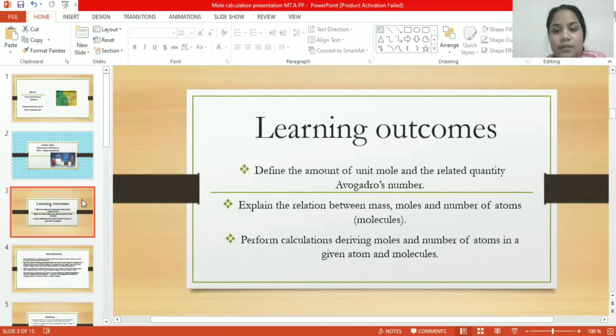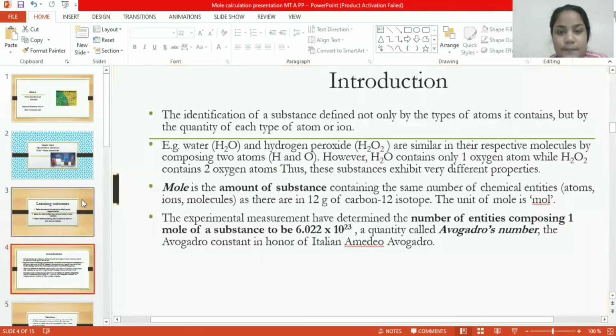There are 3 learning outcomes that we are supposed to achieve after this session. The first one is to define the amount of unit mole and the related quantity Avogadro number. Second is to explain the relations between mole, mass, and number of atoms or molecules. And the last learning outcome is to perform calculations deriving moles and number of atoms in given atoms and molecules. So these are the learning outcomes for this topic.